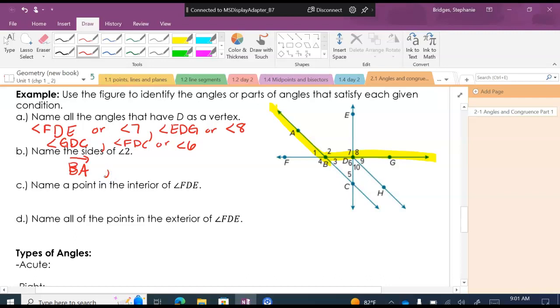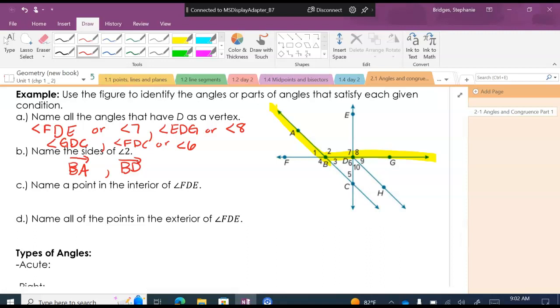And then what's the other side? BD, or what else could I call it? What other point does that side go through? BG, yeah, okay. But the 2 sides are BA, that's the one that goes up. Start with your endpoint, B, the vertex, and go up to the other point. Or the side that's horizontal, you can either call it BD, or you can call it BG. Either one, it's representing the same ray. The endpoint is B, and it goes through those 2.